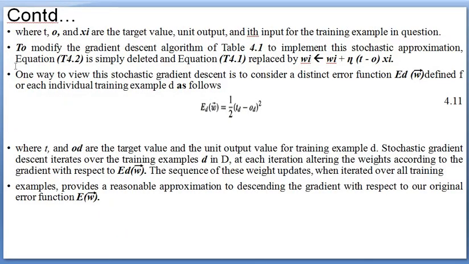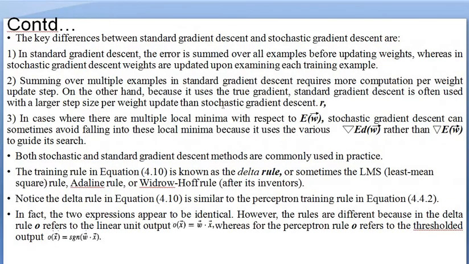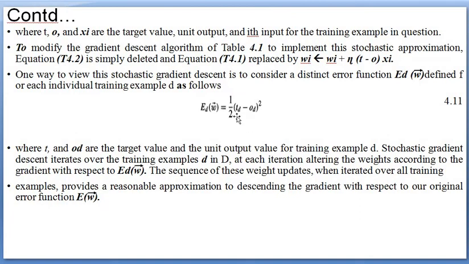Okay, right. So one way to view this stochastic gradient descent is to consider a distinct error function ED of weight, defined like this: ED of w equals half of (TD minus OD) whole squared. Okay, which is nothing but the squared error. What difference will we take here? We will take the difference of TD, that is the target output, minus OD, that is the output value that we have generated, whole squared, and we will take half of that value, which is called half of the squared error.